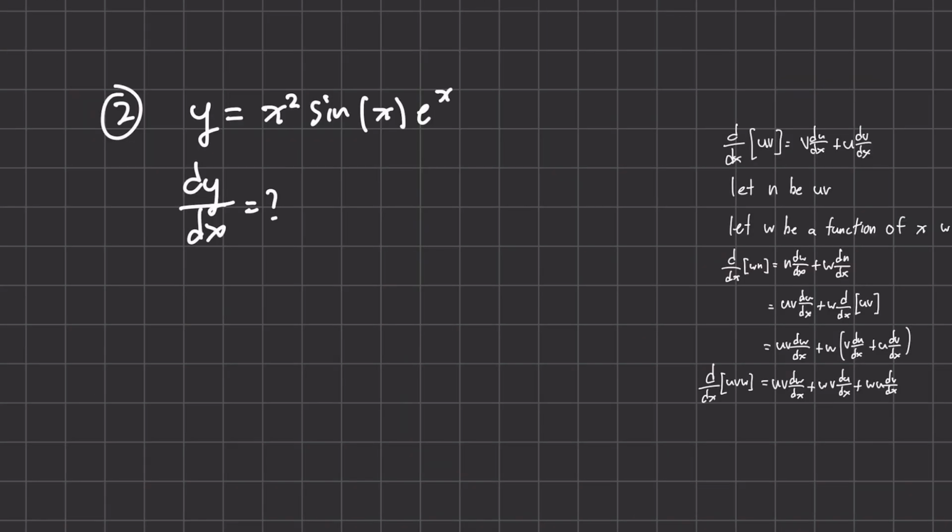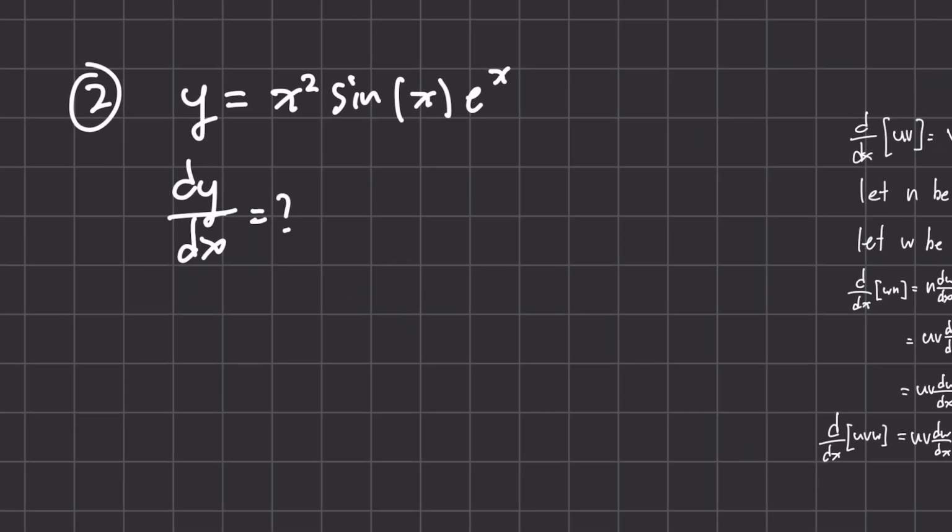So now here is the second problem, stating that y is equal to x squared times sine of x times e to the x. Pause the video and try this for yourself first. Now once you've done that, let's go over it. So what you notice here is that it is a product of three different functions: x squared, sine x, and e to the x. And we can just apply the product rule here. The only difference is that this time there are three different functions.